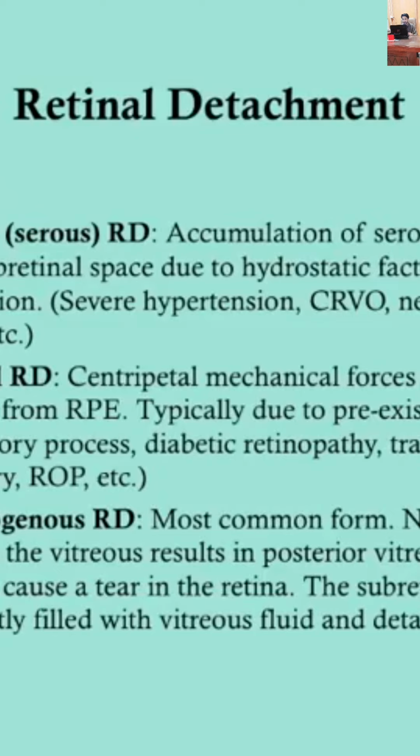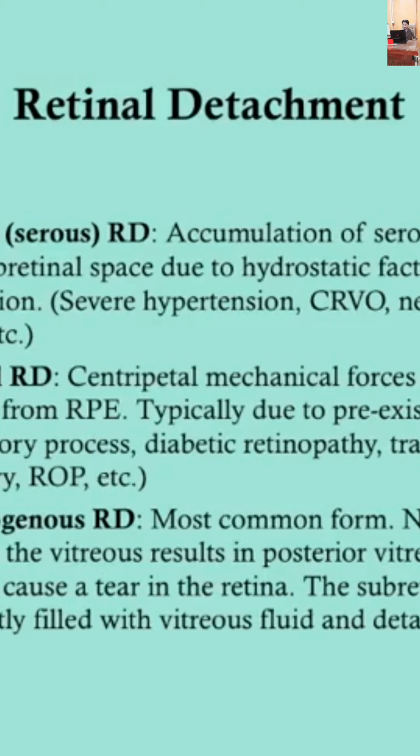Rhegmatogenous retinal detachment is the most common form, and it's due to a posterior vitreous detachment. So what is a posterior vitreous detachment? A lot of people have posterior vitreous detachments and they don't know. So the pathophysiology of it is, you've got this vitreous fluid, right?